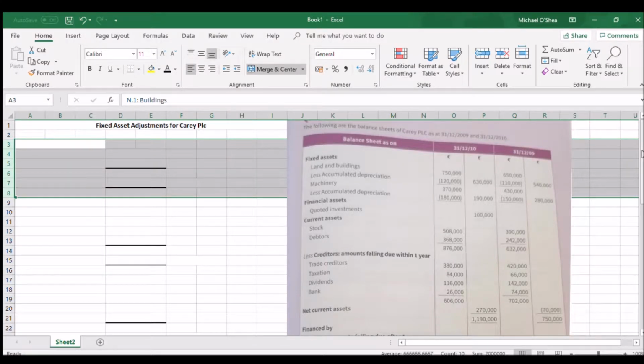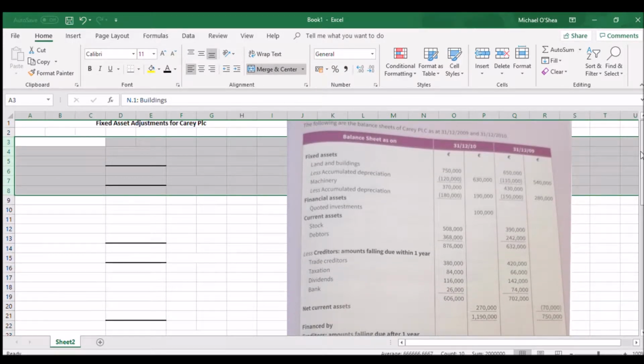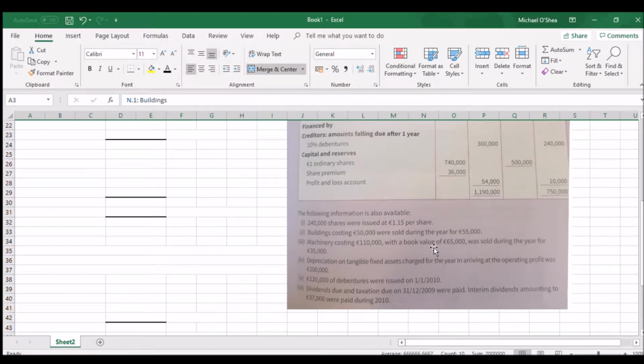So this is a cash flow statement question for Carey PLC. For this part, we're just going to look at fixed assets. We're basically calculating the cost for the land and buildings and machinery, then calculating the depreciation for the year for both fixed assets. And we're told at the bottom of the question that there are disposals for both of them, so we have to calculate whether they made a profit or loss.